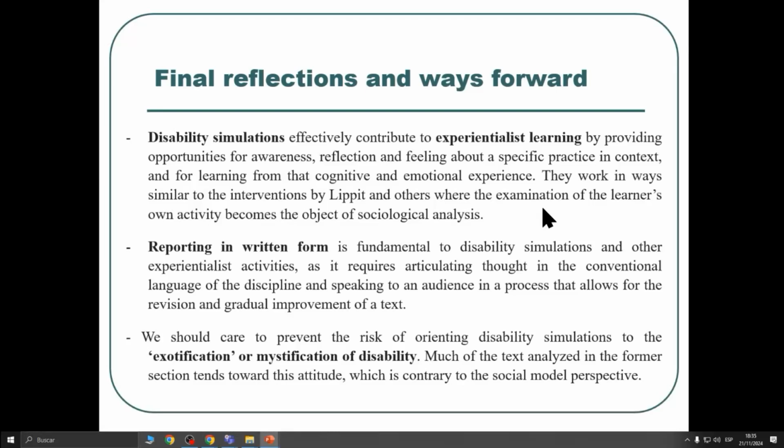I really value reporting in written form. I think it's something that has been mentioned today in other presentations. Giving students the opportunity to write about their experience is fundamental to articulate their thinking, their cognition and emotion in the conventional language of the discipline, also disciplining people to use the terminology to reflect about their own experience in terms of the discipline.